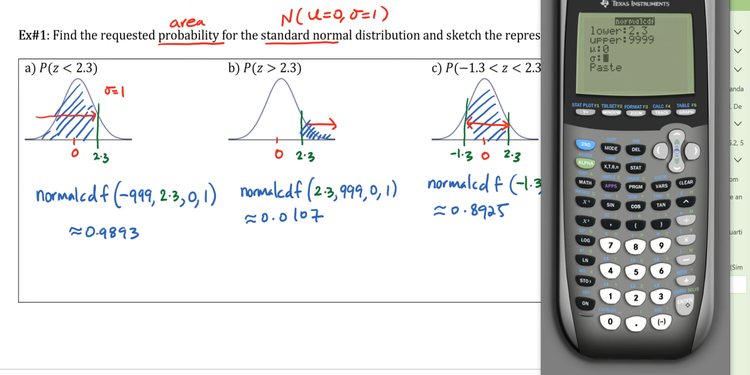All right, so enter here, and I will get 0.0107, which is what we got here, right? So the third case, let me do it.